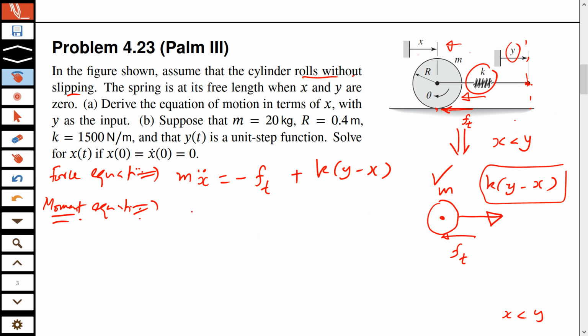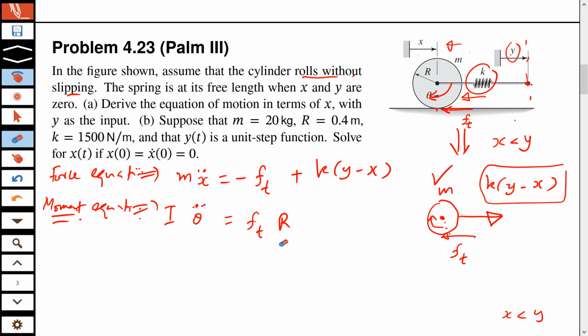Similarly, if this is theta, I can write the moment of inertia I times theta double dot, and here the only unbalanced moment is Ft times r. Remember, theta is in this direction. You don't care whether it's clockwise or anti-clockwise. The moment of this Ft is in that direction, so that's why it's a plus. You don't care about the convention here.